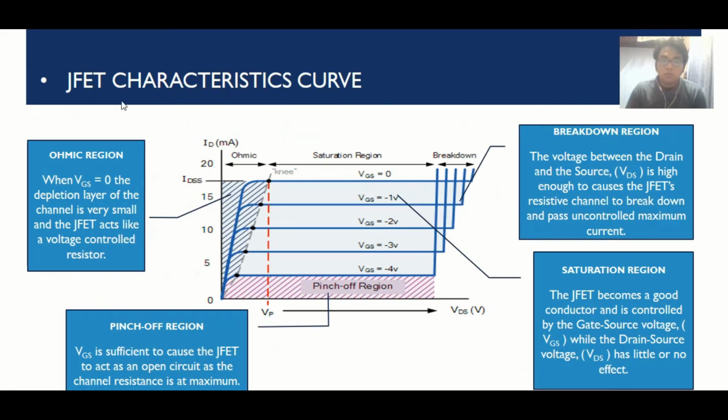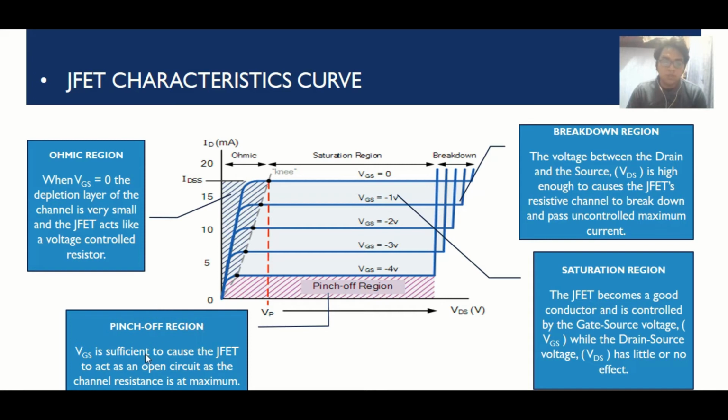Right, next we go to the JFET characteristic curve. As you can see, this is the characteristic graph. We have 4 regions, which is ohmic region, saturation region, breakdown region, and also pinch off region. Right, first we go to the ohmic region. What is ohmic region? Ohmic region is when VGS is equal to 0, the depletion layer of the channel is very small, and the JFET acts like a voltage control resistor.